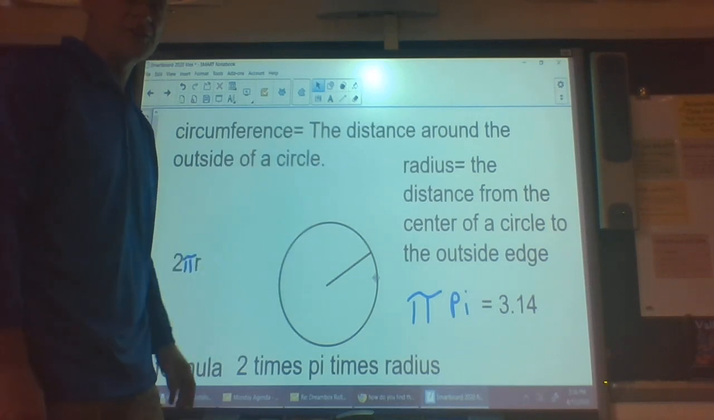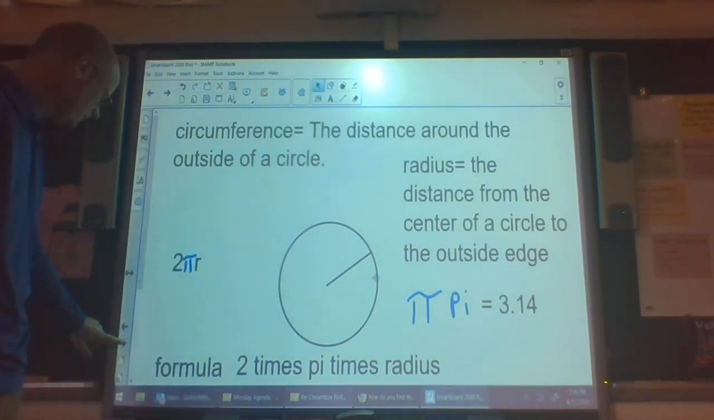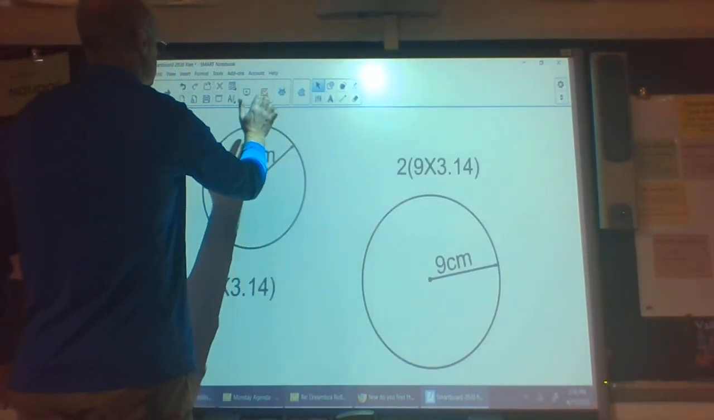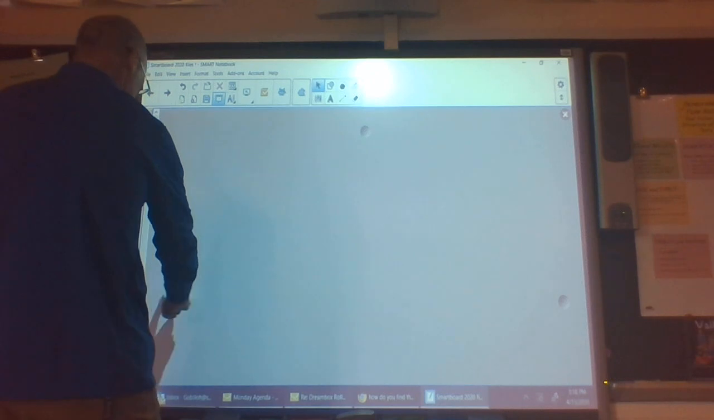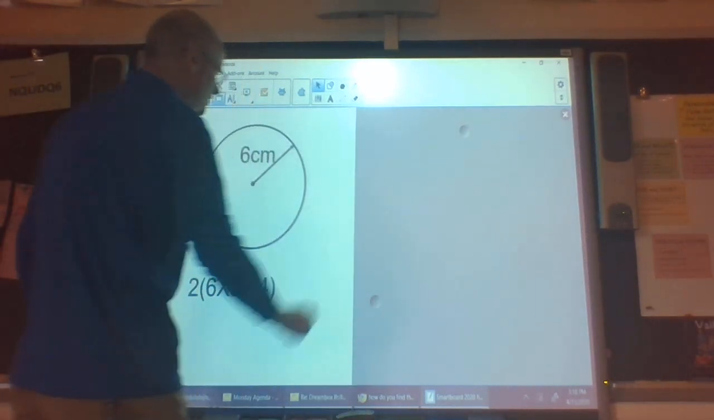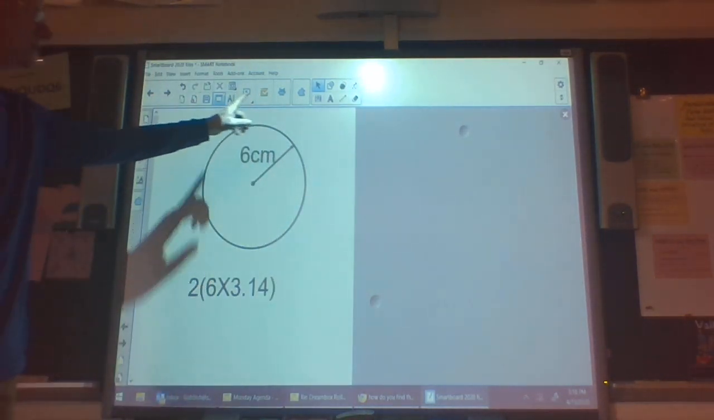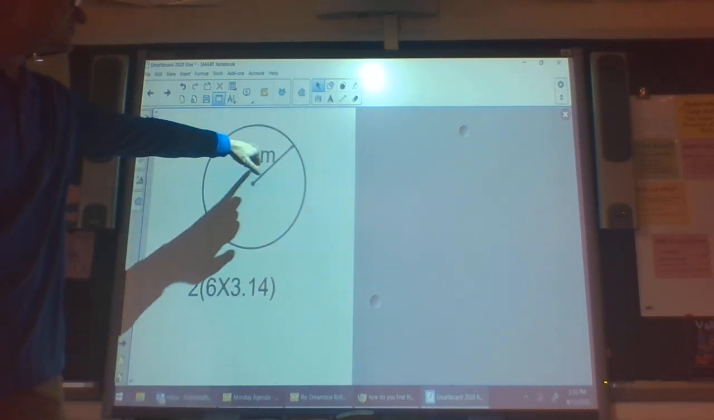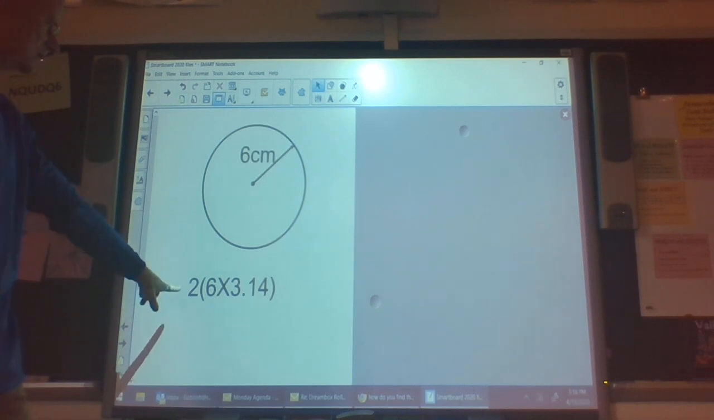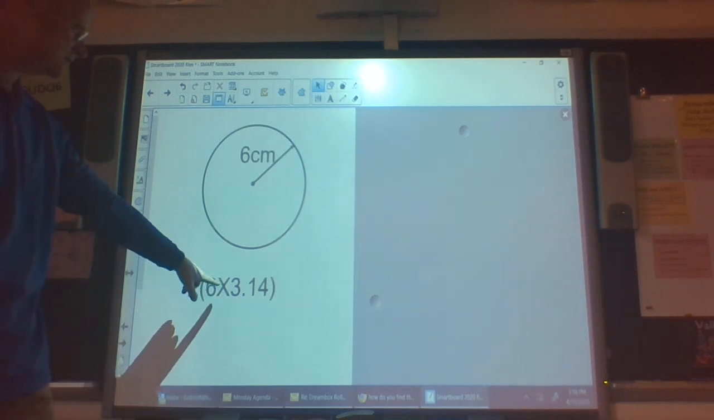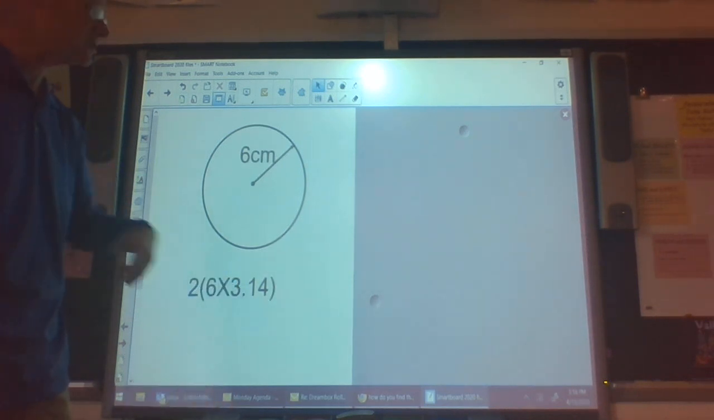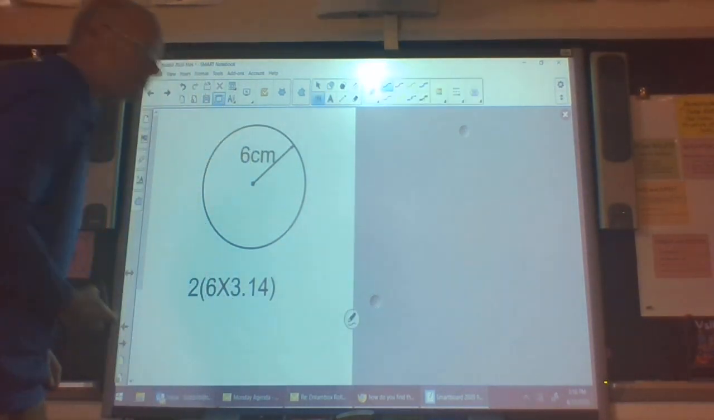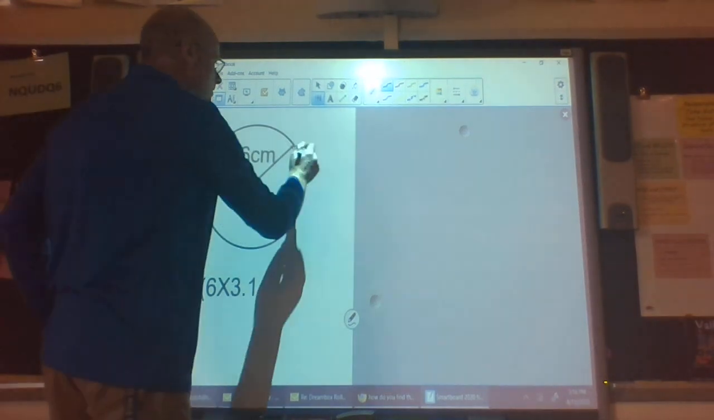So let's try to find the circumference of a circle. I have one up here for you. And let's do this together. So, circumference of a circle is the distance around the outside. My radius is 6. I'm going to do 2 times 6 times 3.14 because pi is 3.14. So I'm going to start by doing 6 times 3.14.